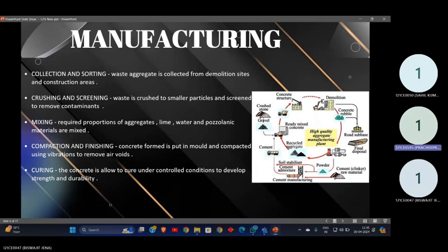So now we are going to discuss the manufacturing process of the recycled waste aggregate concrete. First, collection and sorting. So the waste aggregate is collected from demolition sites and construction areas, infrastructures, etc. Crushing and screening. Crushing the sorted concrete and masonry to desired sizes is done. This typically involves using crushing machines such as jaw crushers, impact crushers, and cone crushers. Screening of these crushed materials is done so as to classify them into different aggregate sizes. Additional processes like air separation and washing may be used to remove finer particles and impurities.